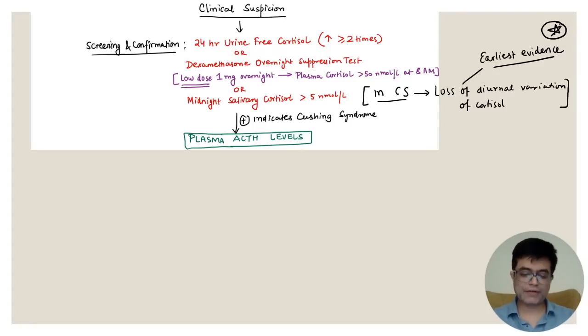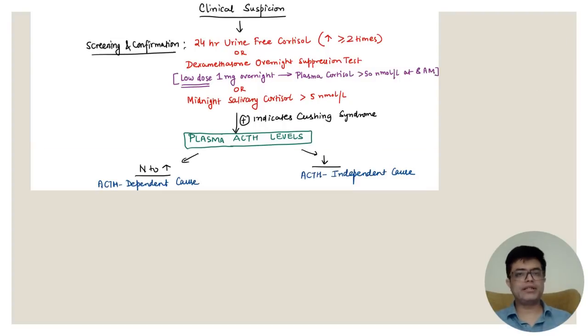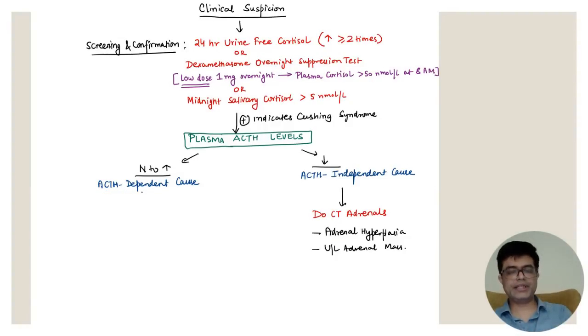So what are the three tests that we do? Urine free cortisol, low dose dexamethasone suppression test, or midnight salivary cortisol. Any of them present, patient has Cushing syndrome, right? If there is Cushing syndrome, what is the next test that you do? You check for the plasma ACTH level. Now plasma or blood ACTH level, there will be two possibilities. Either ACTH is normal to increased, that will indicate an ACTH dependent cause, or it is decreased, that will indicate an ACTH independent cause. ACTH independent cause, you will do CT adrenal because the causes are adrenal hyperplasia or unilateral adenoma. For that, CT scan needs to be done.